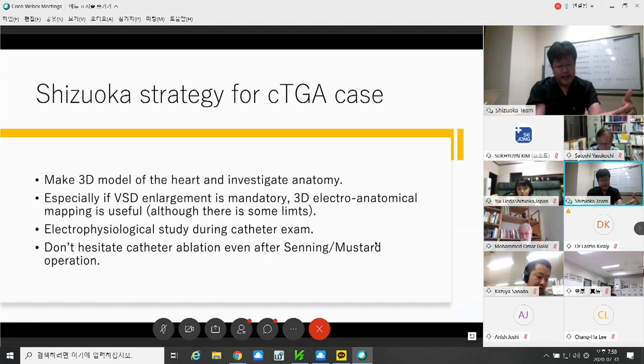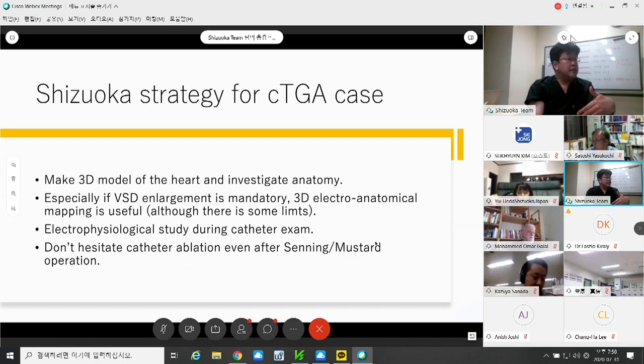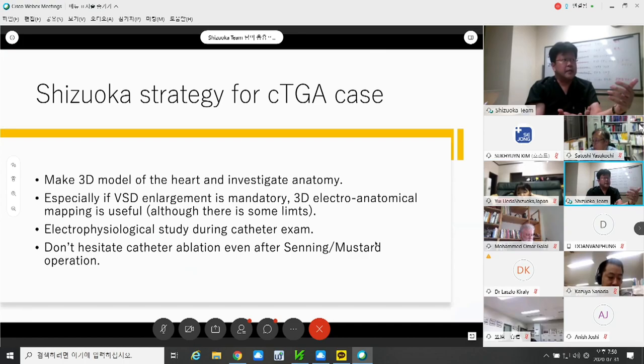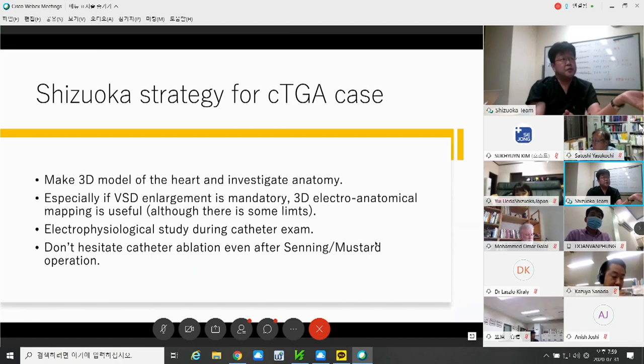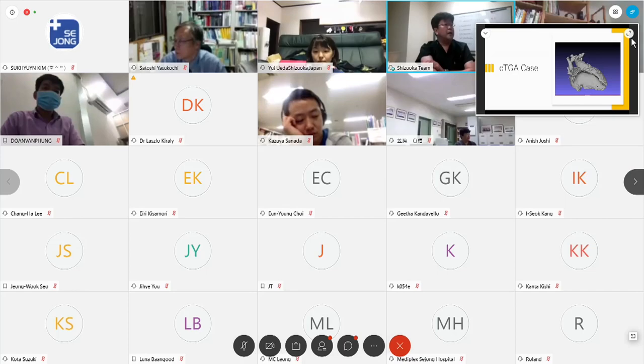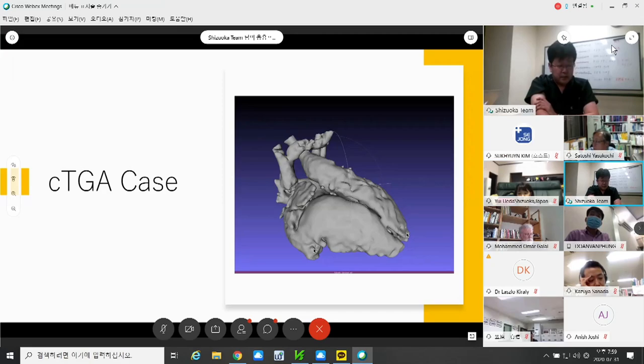Every time we do a catheter examination for these cases, we do the EPS. And after the double switch operation, if such a case has flutter or some other supraventricular tachycardia, we don't hesitate to do catheter ablation. I'm going to show some typical cases.